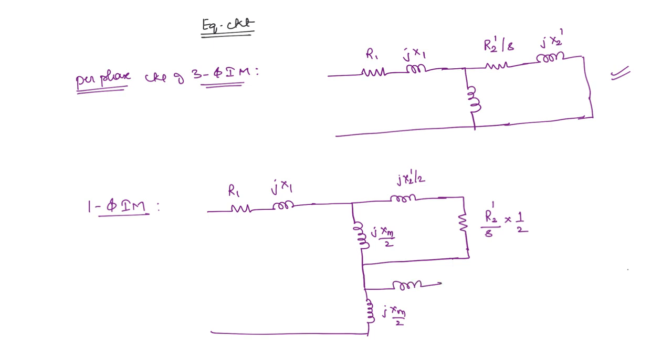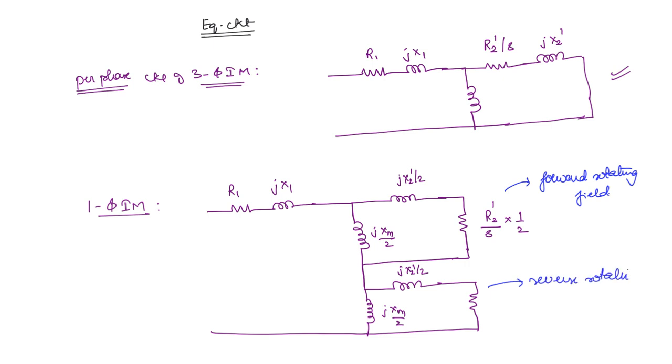Now here jX2 dash by 2 will be as it is. Now what about the resistance value here? It will be slightly different, because this is corresponding to the forward rotating field. So this slip that you have here, R2 dash by s, this s is the relative speed between the rotor and the rotor rotating magnetic field. But in the case of the reverse rotating field, it will be different.